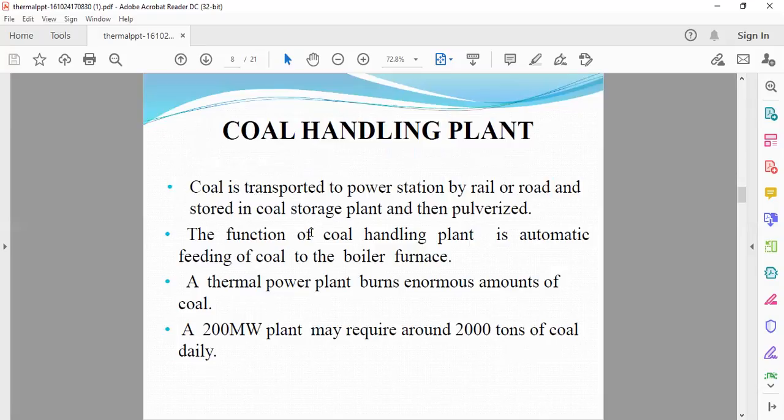So here the coal is transported by rail or road transportation. The function of the coal handling plant is automatic feeding of coal to the boiler furnace. Automatically, whatever coal we require for the boiler is sent to the boiler furnace. A thermal power plant burns enormous amounts of coal. A 200 megawatt plant may require around 2,000 tons of coal daily. So we require a lot of coal to get electricity.